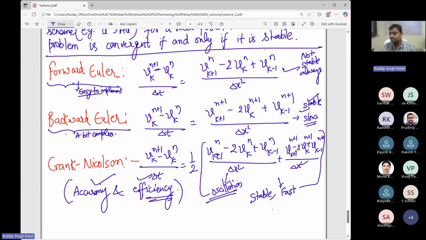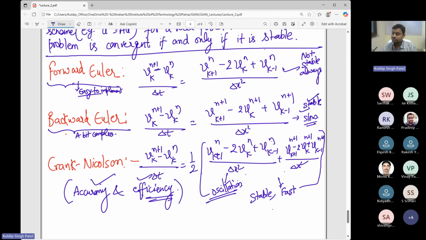So those who want to work in this domain should understand that these three numerical schemes are the most popular: forward Euler, backward Euler, and Crank-Nicolson. If you want to differentiate them: in forward Euler, we take the second order space derivative at the nth time level. In backward Euler, we take the second order derivative at the n plus 1th time level. And in Crank-Nicolson, we take the second order derivative at both the nth and n plus 1th time levels and average them. I hope I'm clear on how we define forward Euler, backward Euler, and Crank-Nicolson.